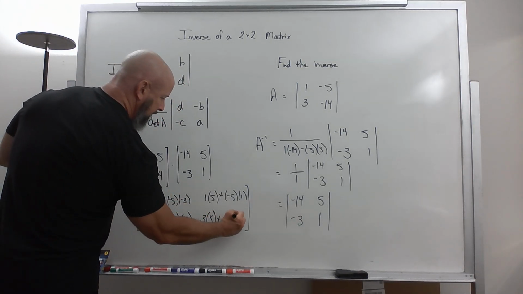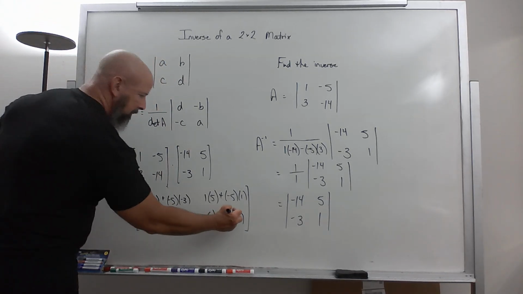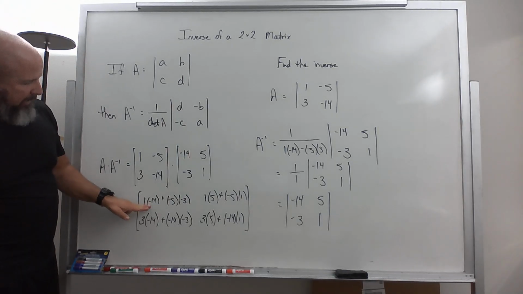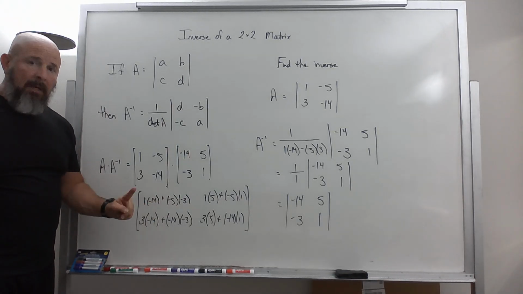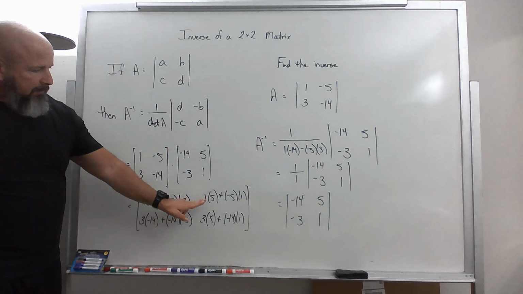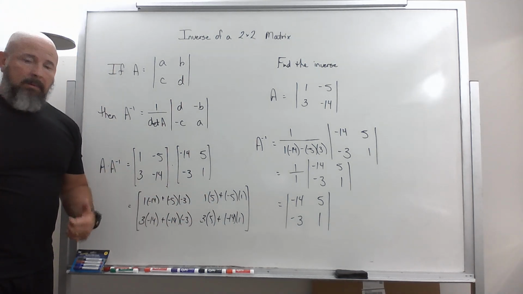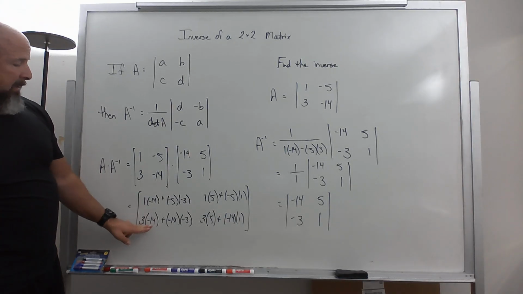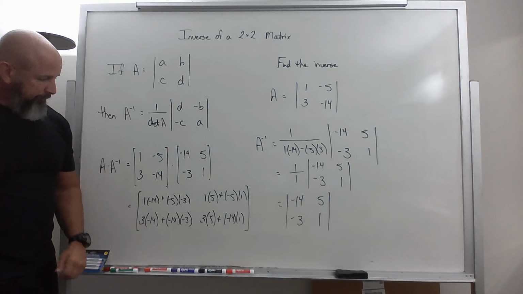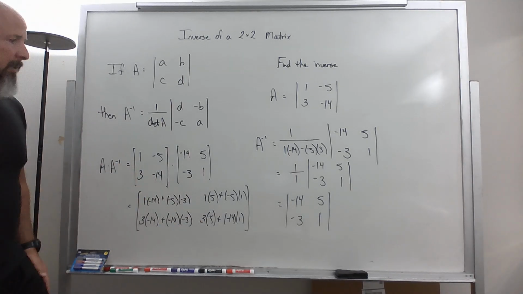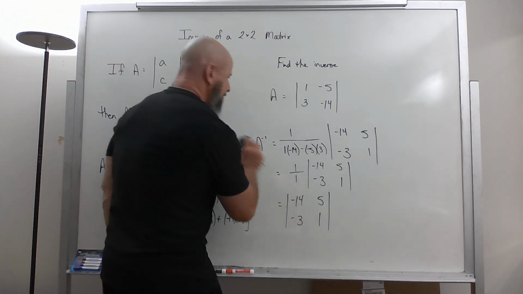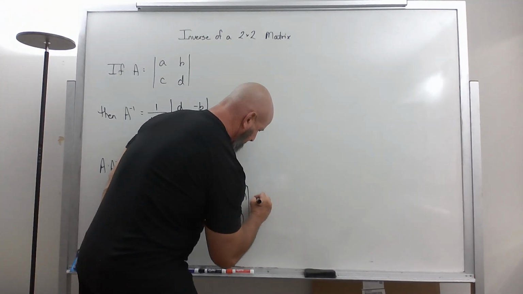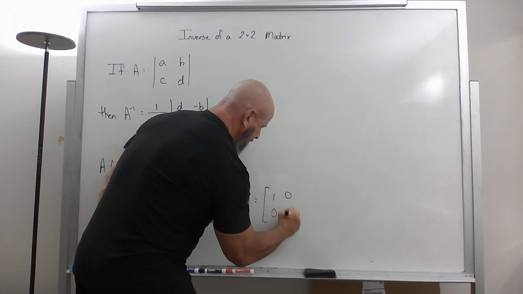plus -14 times 1. And if I evaluate each of those pieces, that would be negative 14 plus 15, that's 1. 5 plus negative 5, that's 0. 3 times negative 14 is what? Negative 42 plus 42, that's 0. And 15 minus 14 is 1. So we get this identity matrix: 1, 0, 0, 1.